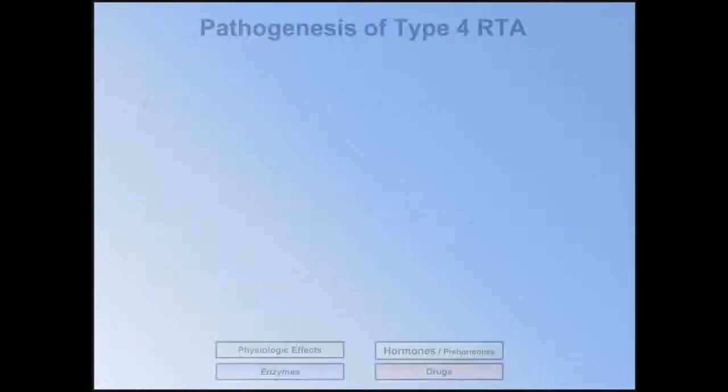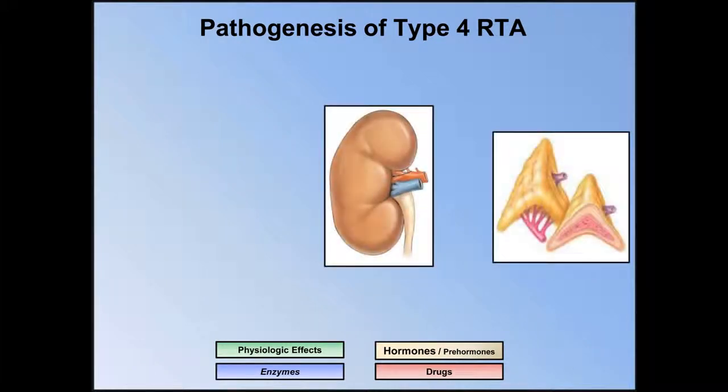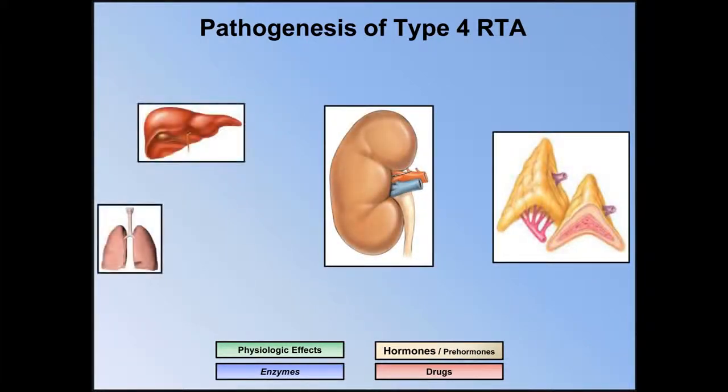To understand the possible causes of type 4 RTA, I'd like to review a little more of the physiology that controls the actions of aldosterone. I'll review this actually in slightly more detail in Lecture 10, but on a basic level, aldosterone regulation predominantly involves a cascade of hormones and prehormones in the adrenal glands and the kidneys, but also to some extent the liver and lungs. The cascade begins in the liver, where a prehormone called angiotensinogen is produced.